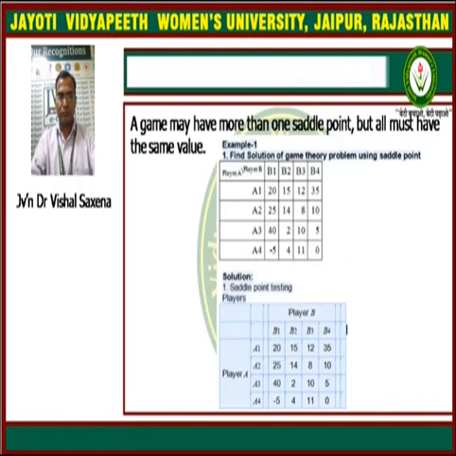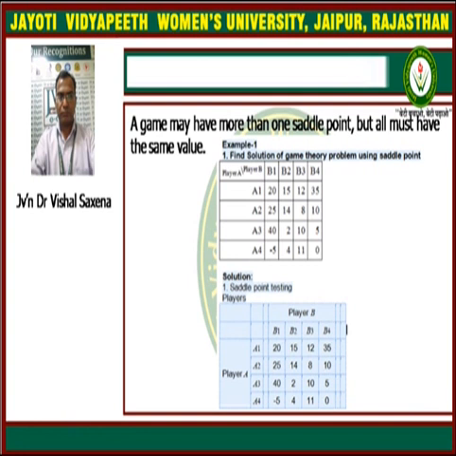Now here we have one example to show how we can find this saddle point and the value of the game for the two-player game. A game may have more than one saddle point, but they must all have the same value. So that is a very important concept. It means a game can have more than one saddle point, but the values of all the saddle points must be the same.